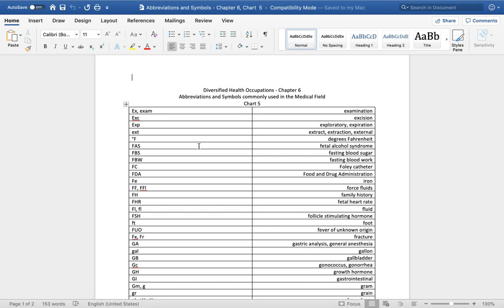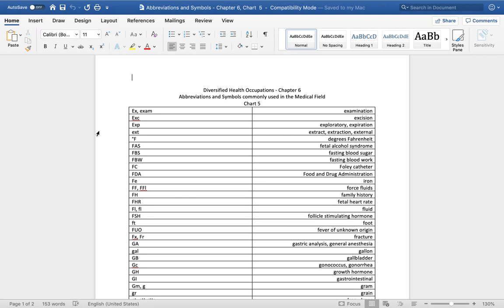The first abbreviation is EX, right? Capital A, lowercase x, or exam. This is for examination, right? This is to study or to look at closely. You can go in for an examination at the doctor. If they are going to treat you as a patient, they will want to examine you closely.